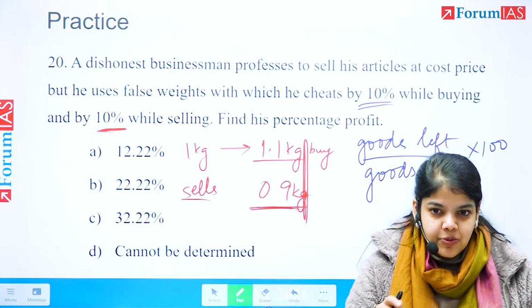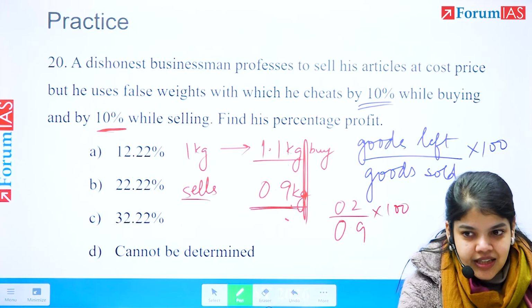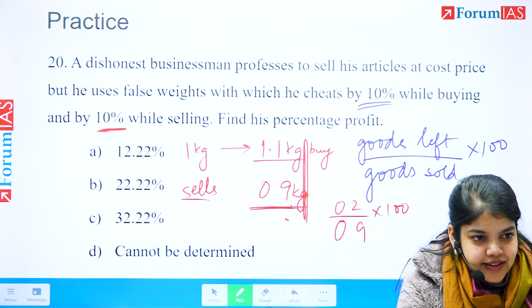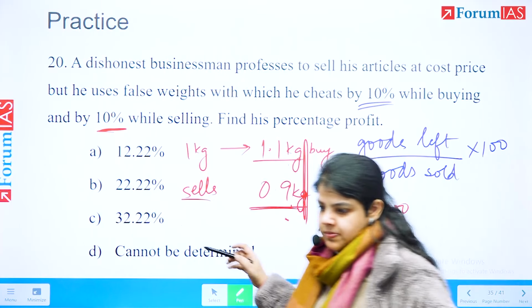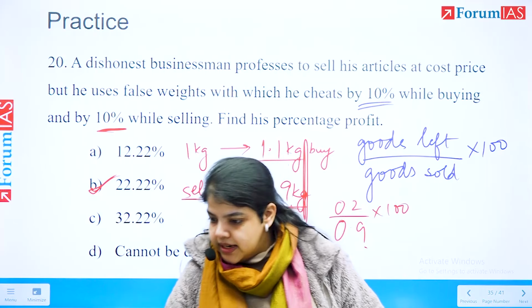He claims to buy 1 kg and sell 1 kg. But when he was buying, he bought 1.1. When he was selling, he sold 0.9. He's saying I'm buying 1 kg, I'm selling 1 kg. But he's actually buying 1.1 kg and selling 0.9 kg. Goods left. How much is he left with? 200 grams. 0.2 divided by how much did he sell? 0.9 into 100. So what is his profit percentage? 22.22%. Perfect. Yes, Dhananjay, online, Sambhav, this is the right answer.